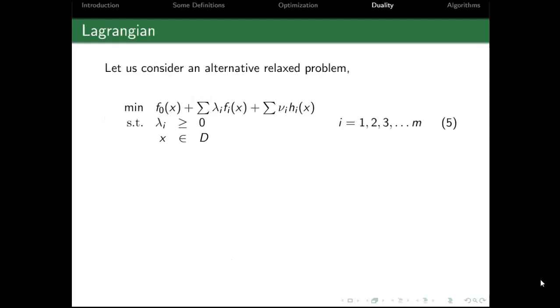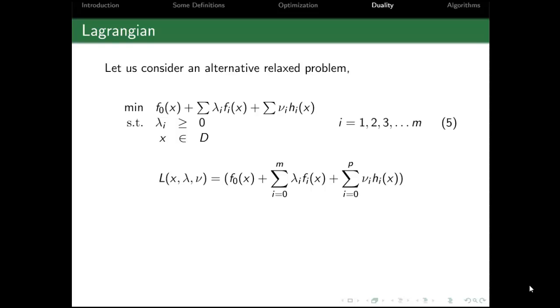Now let us consider an alternative relaxed problem. Instead of minimizing f naught, we will be minimizing a weighted sum of the objective function and the constraints. So we will be minimizing f naught of x plus sigma lambda_i f_i plus sigma nu_i h_i. Here we also have an additional constraint that lambda should be greater than or equal to 0, and as usual x should belong to the domain. We call the objective of this optimization problem the Lagrangian.